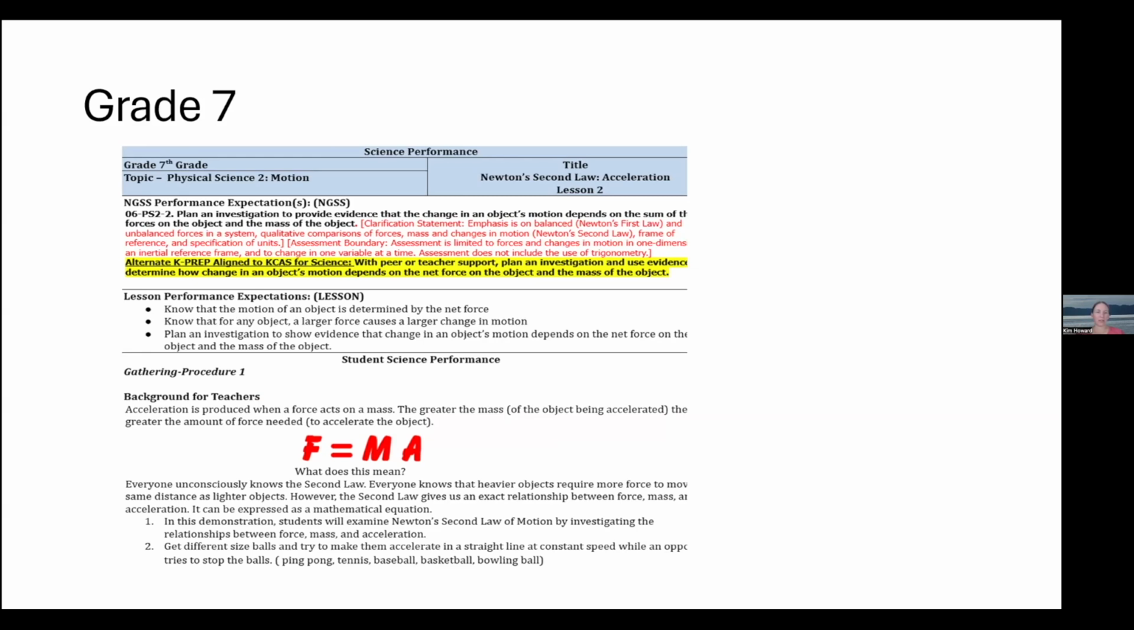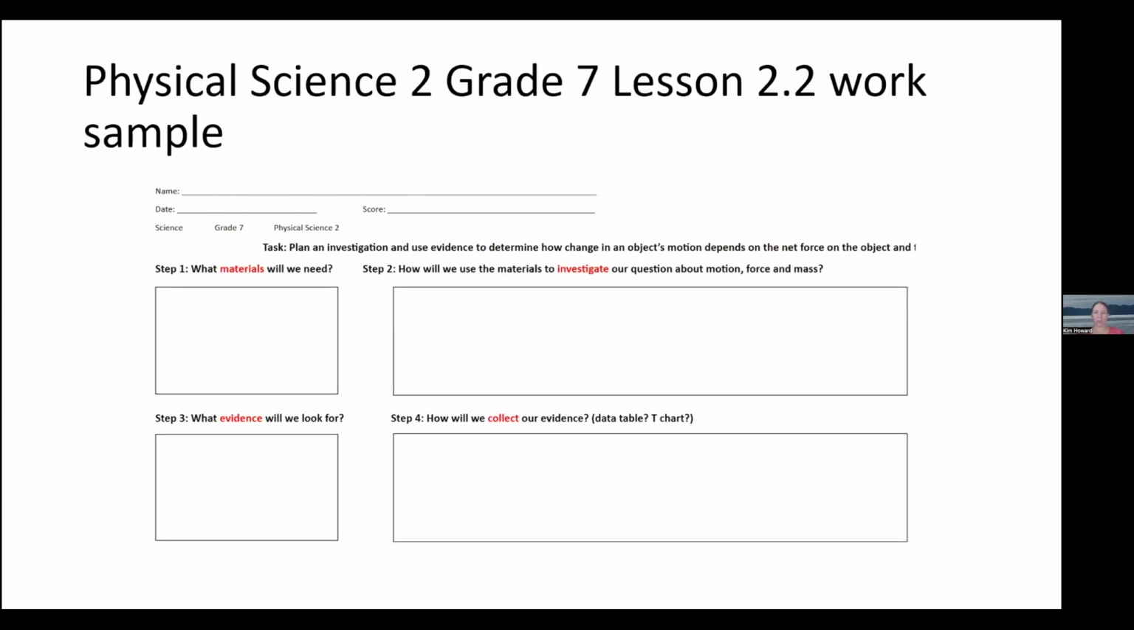So this standard is Newton's first law, and it is know that the motion of an object is determined by the net force. Know that for any object, a larger force causes a larger change in motion. So the bigger something is, the bigger that change in motion will be. Plan an investigation to show evidence that a change in the object's motion depends on the net force and the mass of the object, right? So I'm doing some investigation here, right?